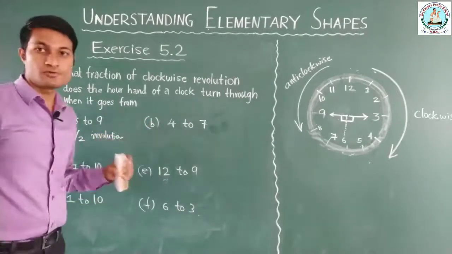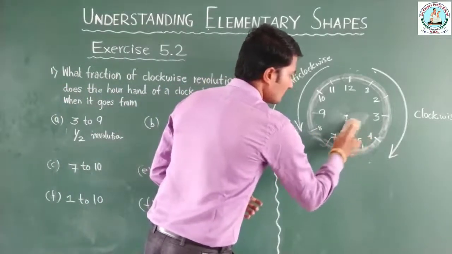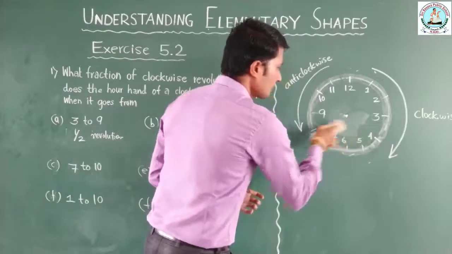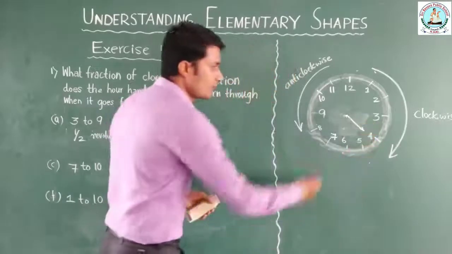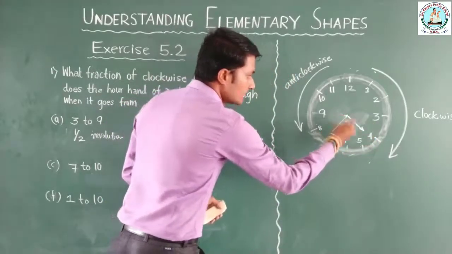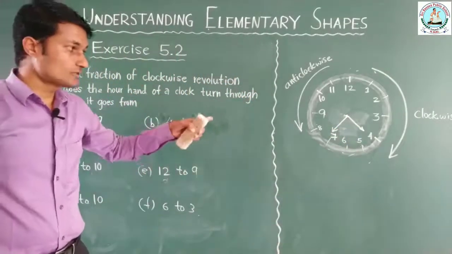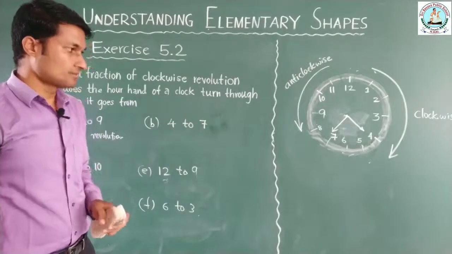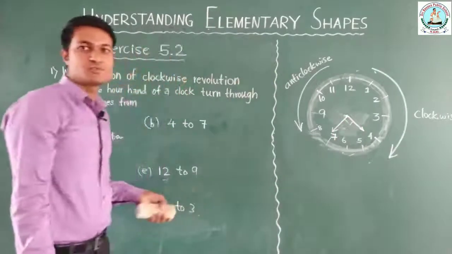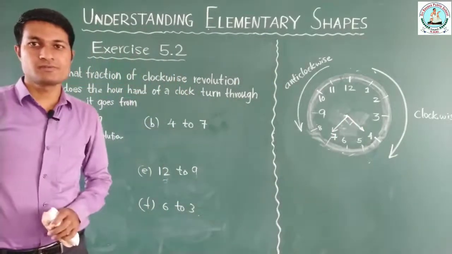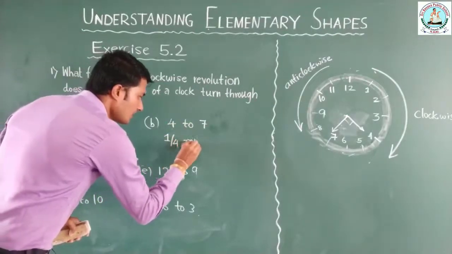Let's go for 4 to 7 now. So where is your starting point now? Your starting point is 4, correct? The starting point is 4 and your end point is 7. Now look here, 4 to 7. When the hour hand moves from 4 to 7, it will have covered 90 degrees. So 90 degrees means only 1/4 of the revolution. So 4 to 7 is 1/4 of the revolution.